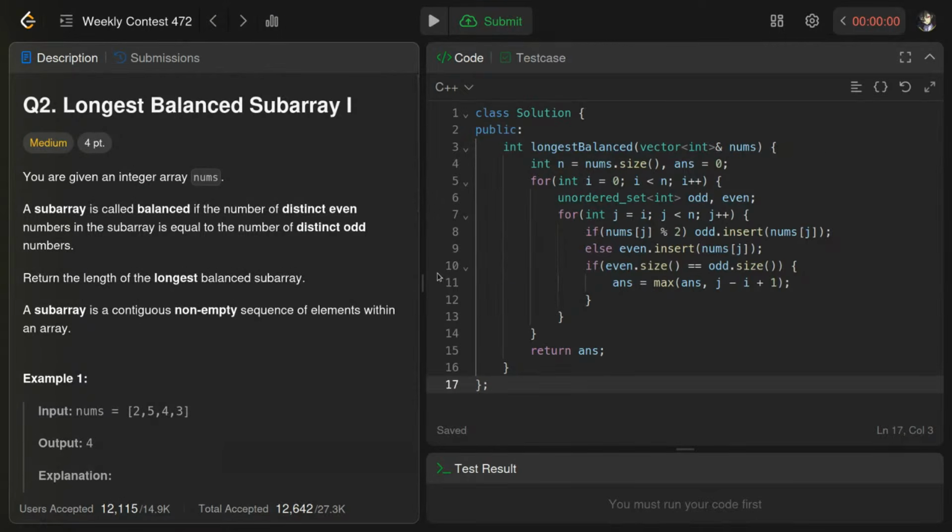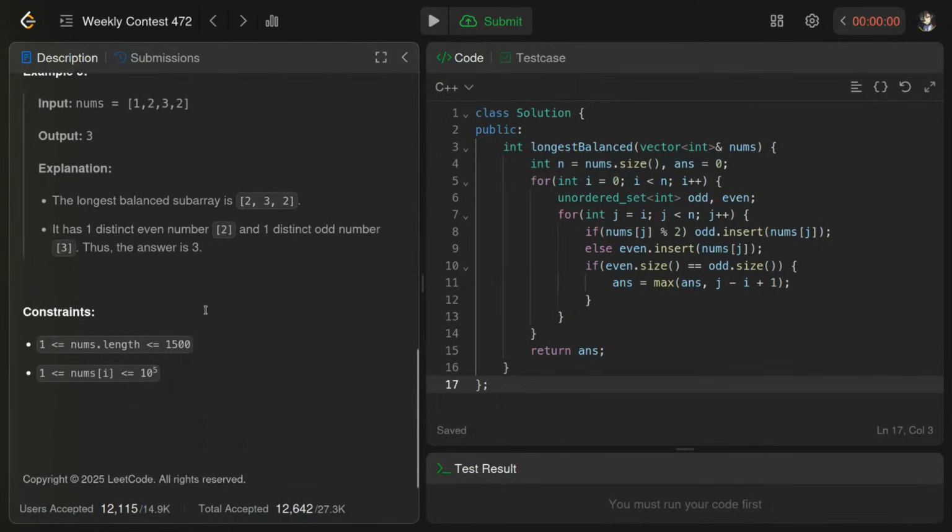Longest balanced subarray. So this is also a very straightforward question. You just have to implement the statement. A subarray is called balanced if the number of distinct even numbers is equal to the number of distinct odd numbers. Return the length of the longest balanced subarray, right? So distinct even numbers equal to distinct odd numbers, and the length is only like 1000 or 1500, right?